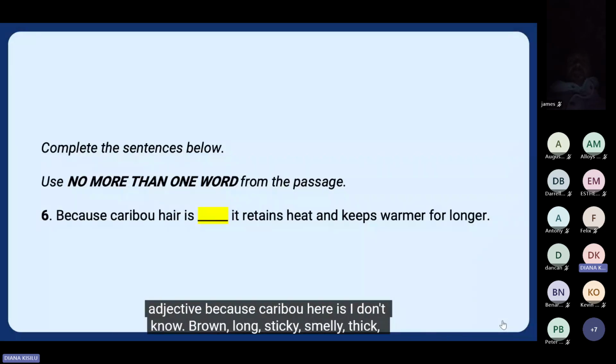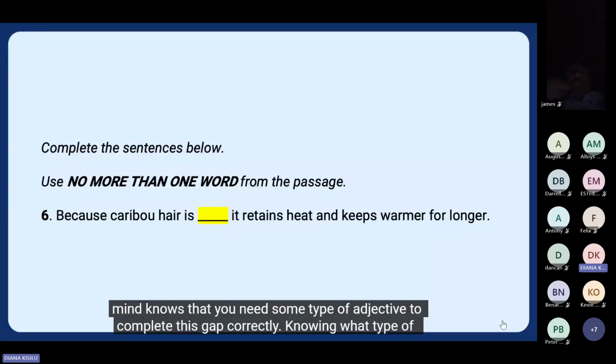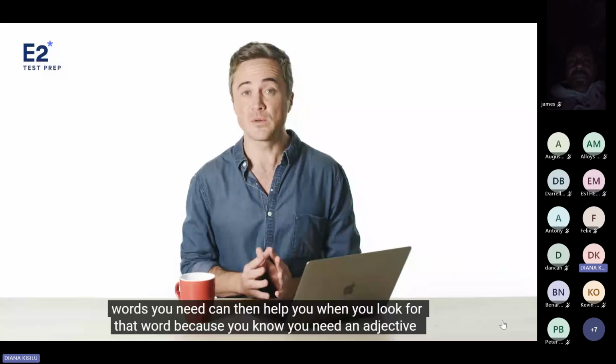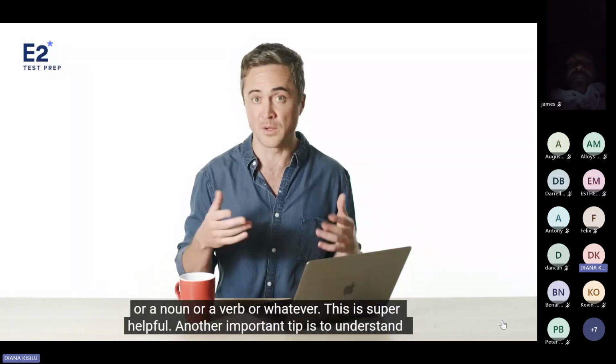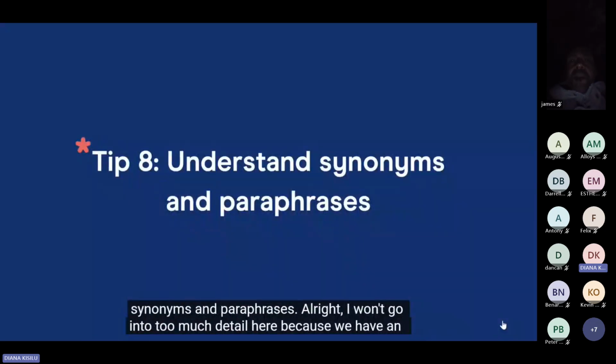Because caribou hair is, I don't know, brown, long, sticky, smelly, thick, whatever, it retains heat and keeps warmer for longer. If you know your English, your mind knows that you need some type of adjective to complete this gap correctly. Knowing what type of word you need can then help you when you look for that word, because you know you need an adjective or a noun or a verb or whatever. This is super helpful.